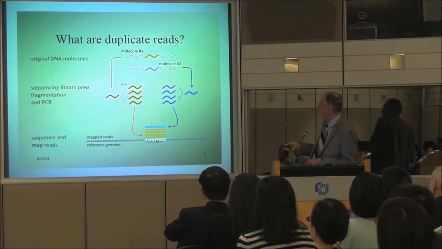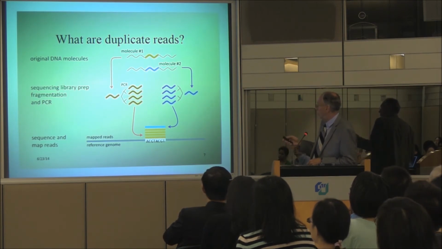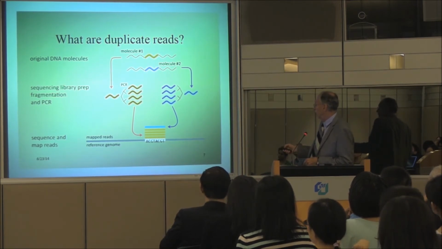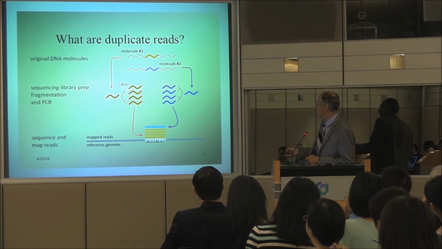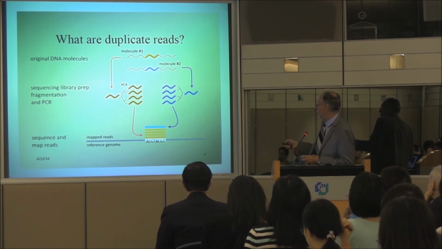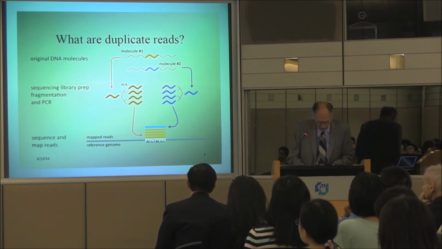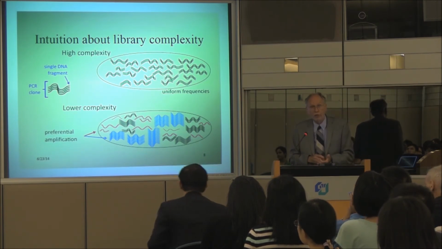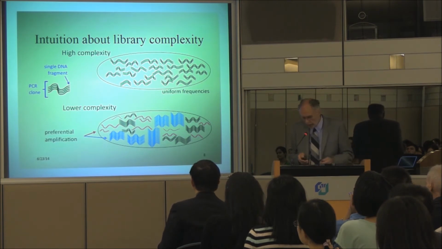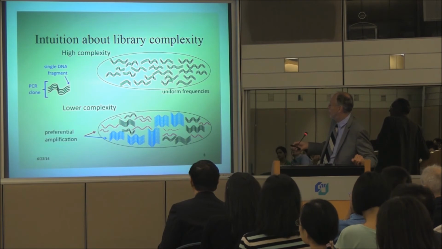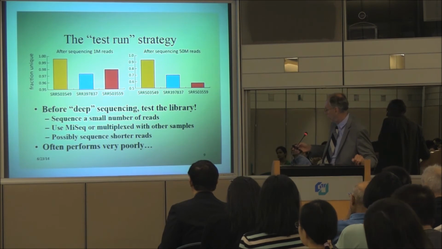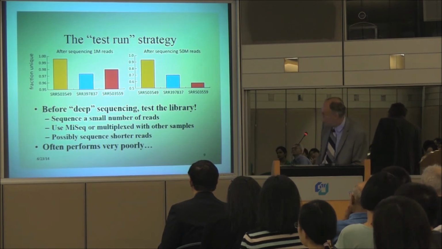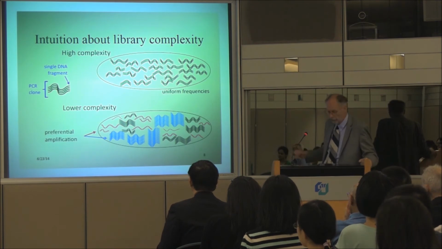We have molecule 1 and molecule 2. They both get amplified, but in fact, in your selection, you may have a whole bunch of the molecule 1s and almost none of molecule 2 that maps to this place. I'm trying to say that the libraries that people are doing the sequencing from are highly non-uniform, or can be highly non-uniform. And the word complexity is used. This is high complexity where all these guys have uniform frequencies. Lower complexity where some are amplified much more than others.